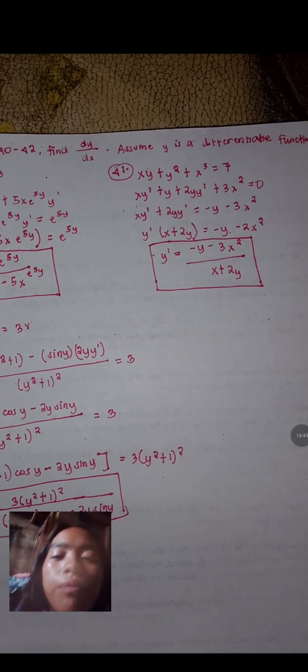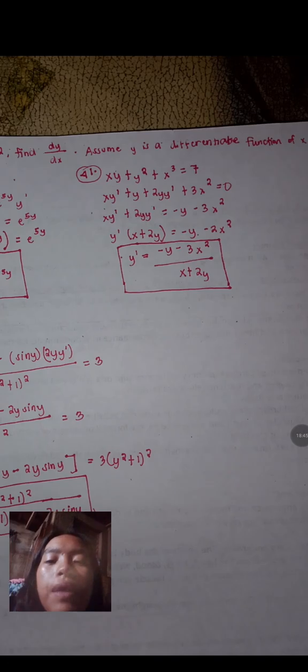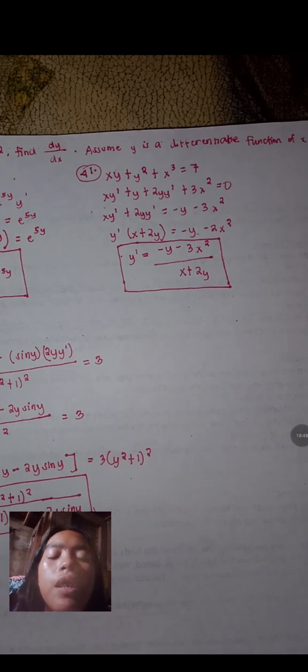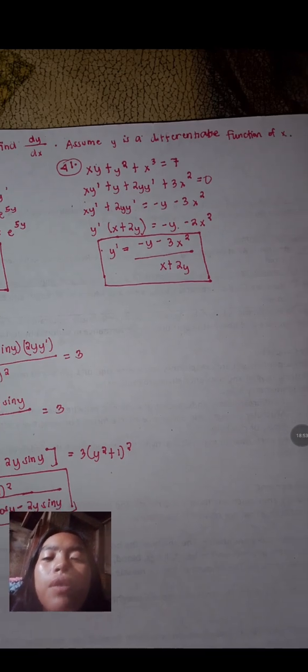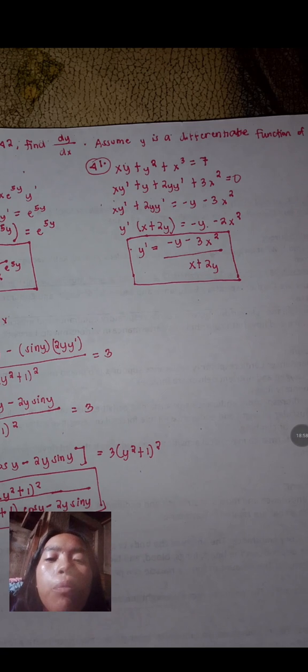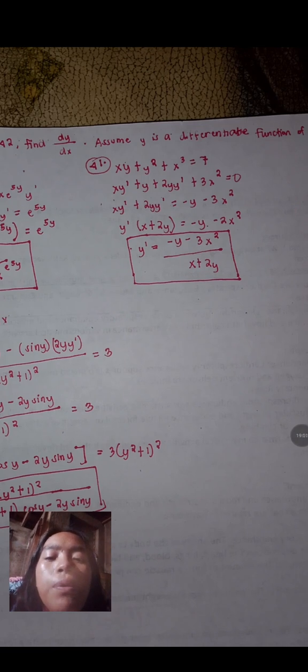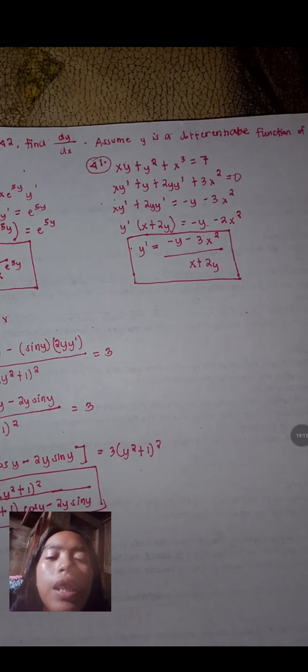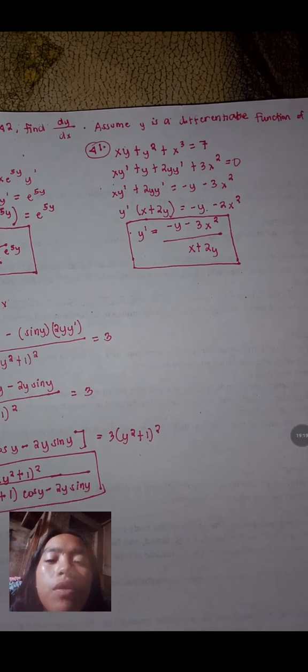So our 41, xy plus y squared plus x cubed is equal to 7. Since we need to assume y is a differentiable function of x, that's why xy prime plus y plus 2y y prime plus 3x squared is equal to 0. So xy prime plus 2y y prime is equal to negative y minus 3x squared. So y prime times the quantity of x plus 2y is equal to negative y minus 3x squared. So y prime is equal to negative y minus 3x squared over x plus 2y.